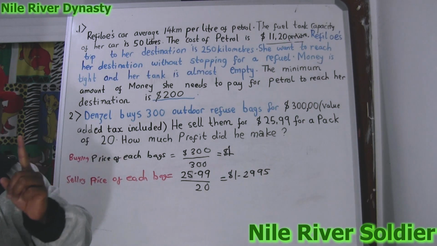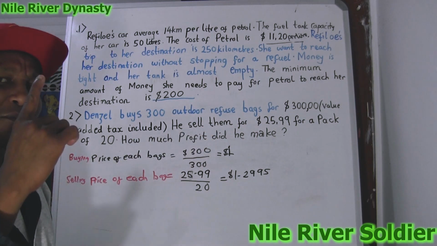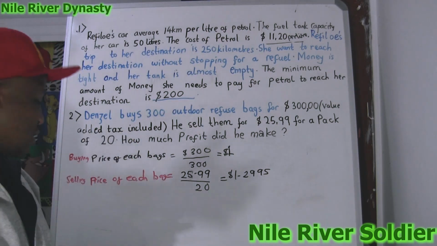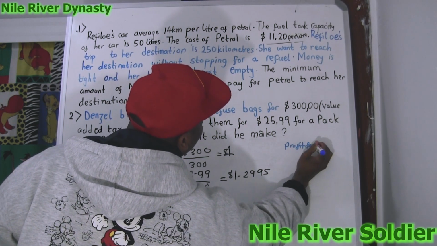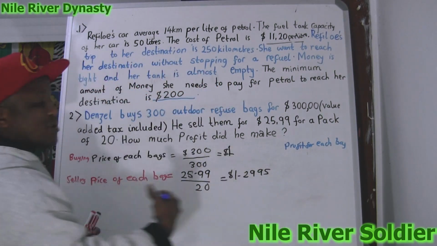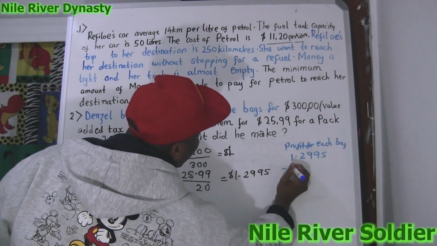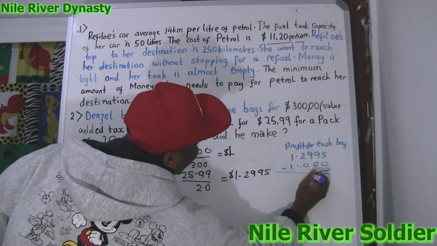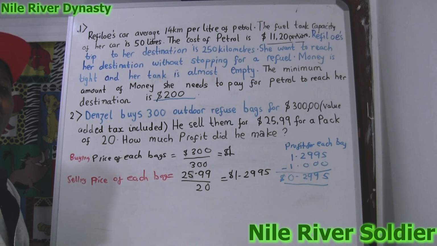You know what I'm saying? Now, he asks here how much profit did he make? But it's not for only one bag, remember? Let's find the profit for one bag first, and then see how many bags this guy sold. For each bag he sold, I'll take the sold price minus the amount he bought to know the profit. So it's going to be 1.2995 minus 1. You can put it in a calculator. This is going to be 0.2995. This is the profit of each bag.